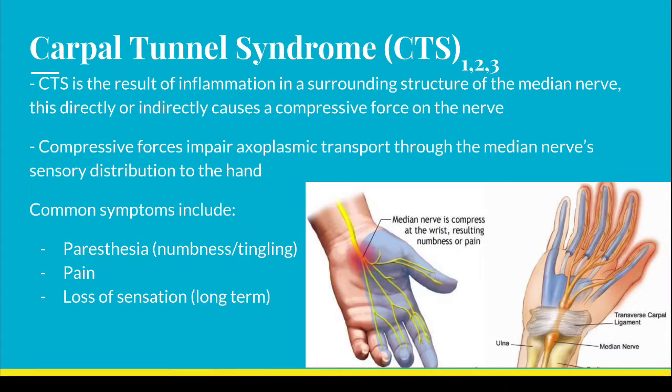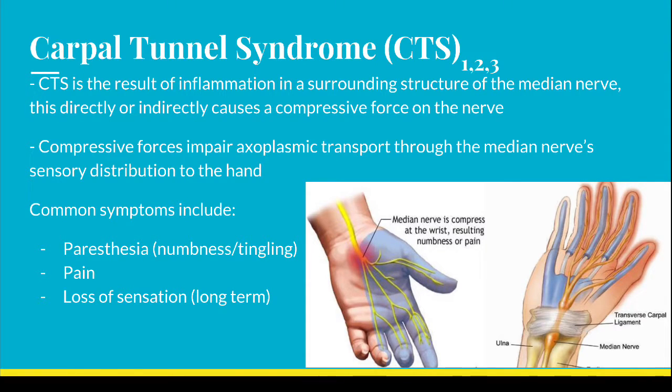So what is carpal tunnel syndrome? Well, carpal tunnel syndrome is the result of inflammation in a surrounding structure of the median nerve. The median nerve runs directly through the carpal tunnel. It's a very narrow, small space, and if anything in that space or around that space is inflamed, then it will cause a compressive force on the nerve.